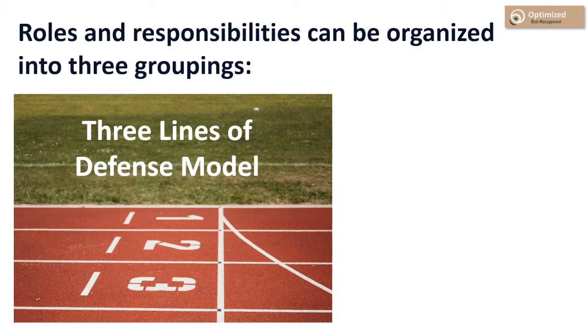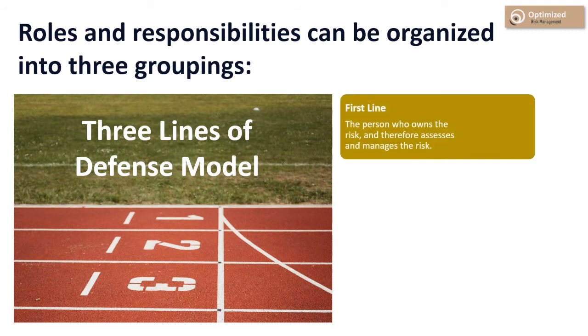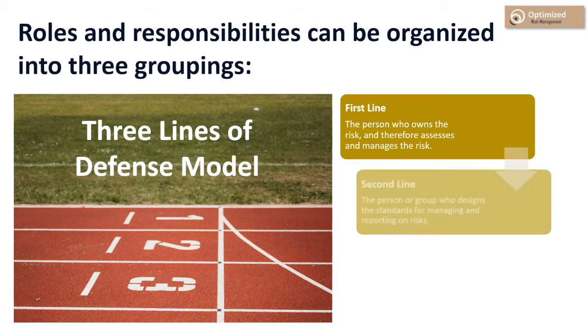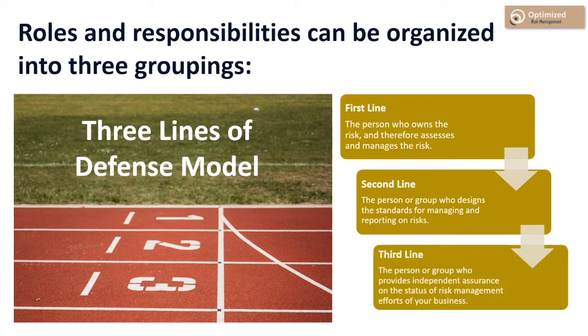Risk management is normally strongest when there are three separate and clearly identified groupings of roles and responsibilities. This grouping is the basic premise of a 3 lines of defense model. This model is intended to segregate roles and responsibilities to avoid conflicts of interest within the risk management process. The first line of defense is the person who owns the risk and therefore assesses and manages the risk. The second line of defense is the person or group who designs the standards for managing and reporting on risk. And the third line of defense is the person or group who provides independent assurance on the status of your risk management efforts.